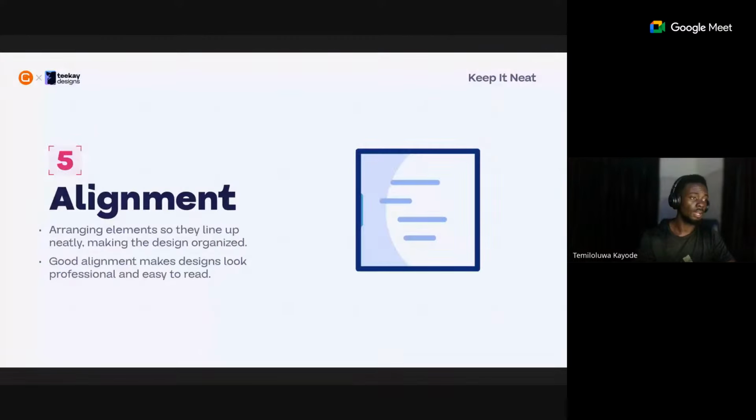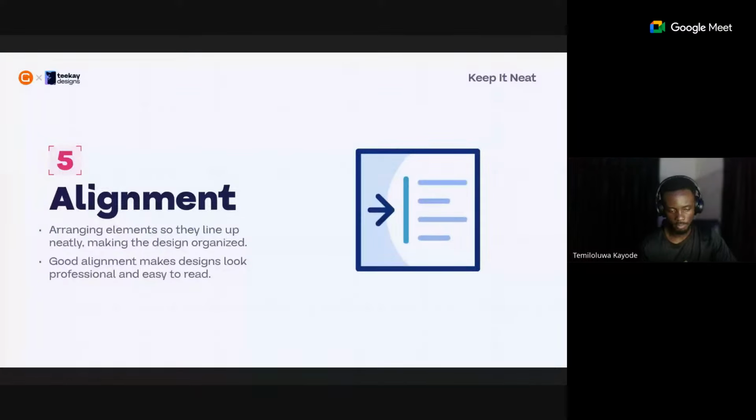All right. So alignments. Yeah, especially for most of us that submitted our task, we were fighting with our alignments. Like we had beef with our alignments. Some of us, yeah. Alignment keeps everything neat and connected. You just line it up basically. That's the summary of what alignment means. You line it up. So arranging elements, they line up neatly, making design organized. Good alignment makes design look professional, easy to read.